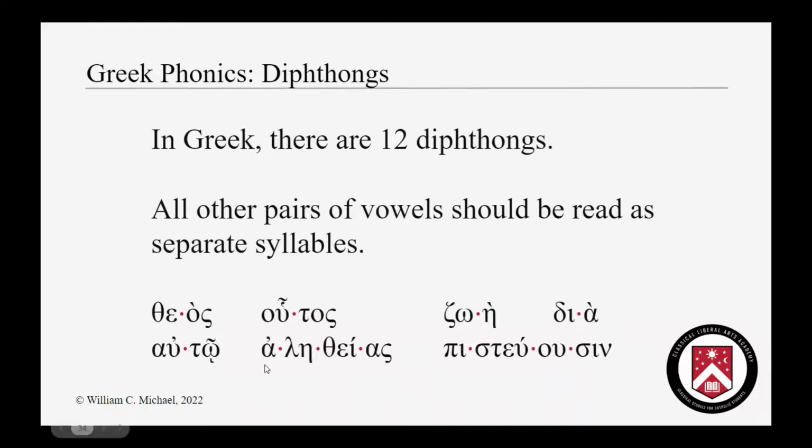Next we have a longer word, a, le, the, as. And here in the word we have three vowels together, epsilon, iota, and alpha. Epsilon and iota form a diphthong, so they're kept together in one syllable. The alpha does not form a diphthong with iota, so we separate these two vowels into separate syllables. Notice the soft breathing, no aspiration, over the alpha, a, le.